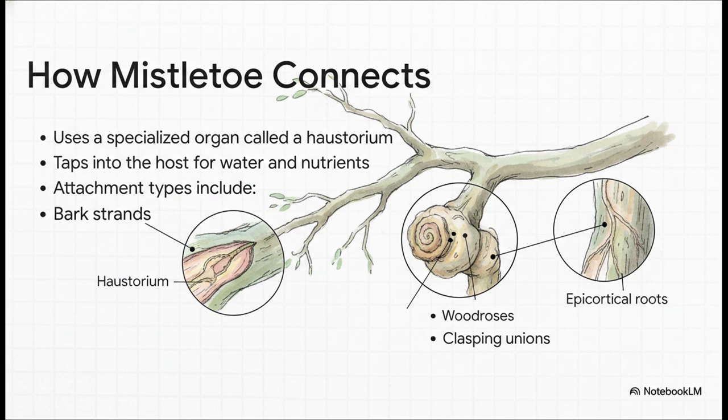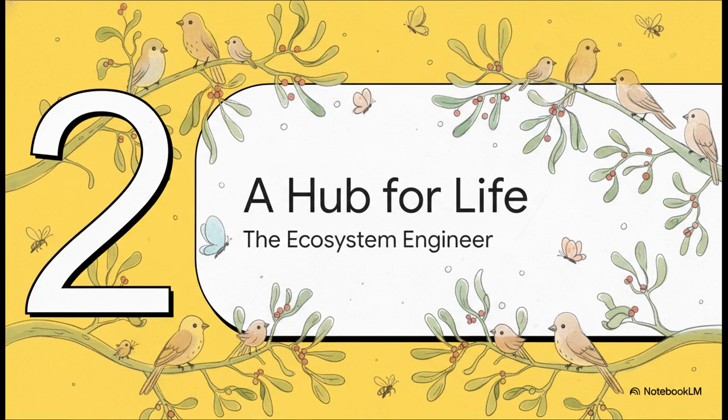It uses this really cool specialized tool called a haustorium, which basically plugs right into the tree's plumbing. And get this, it's not a one-size-fits-all kind of deal. Depending on the species, it uses all these different methods. It can form these incredible structures called wood roses or send out roots that creep right along the bark. It's actually a super sophisticated piece of natural engineering. But you know, that physical connection is really just the beginning of the story, because from that single point, the mistletoe builds something amazing. It becomes this bustling central hub for all kinds of life.